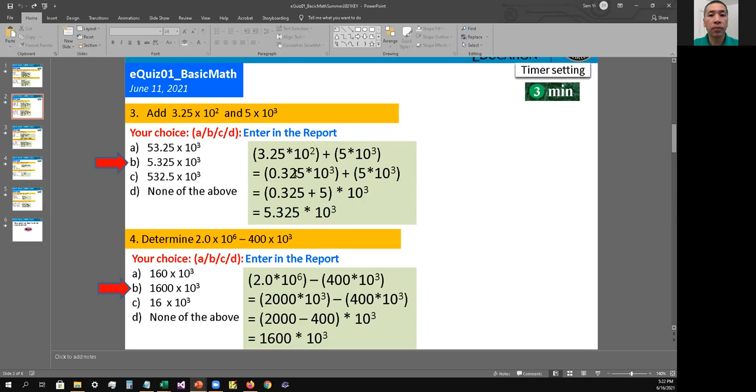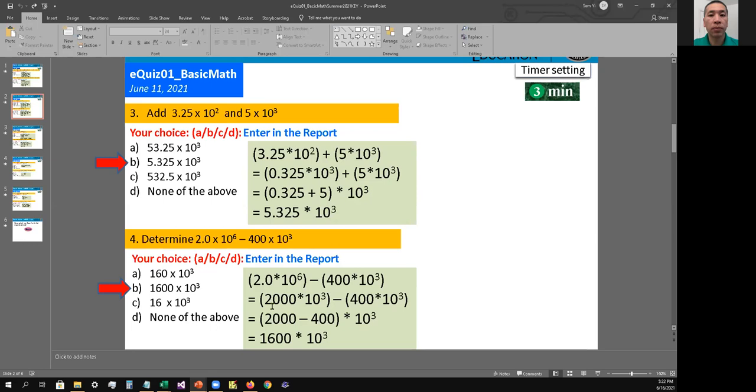Okay, so 0.325 plus 5 would be 5.325 times 10 to the 3. So the answer is B as in Bob for number 3. Okay, number 4, determine 2.0 times 10 to the 6 minus 400 times 10 to the 3.